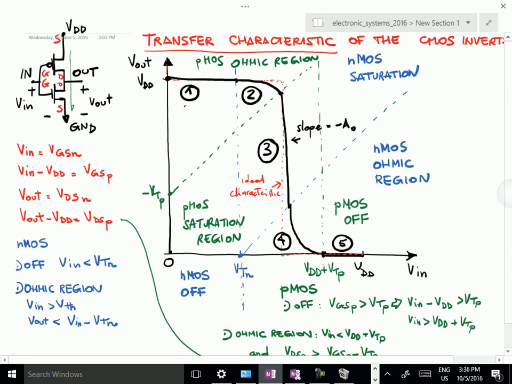The first and easiest thing to achieve is a symmetric characteristic, something that is symmetric, the ideal characteristic, something that, for example, passes through the input voltage VDD half and the output voltage VDD half, so that these two branches are more or less identical.